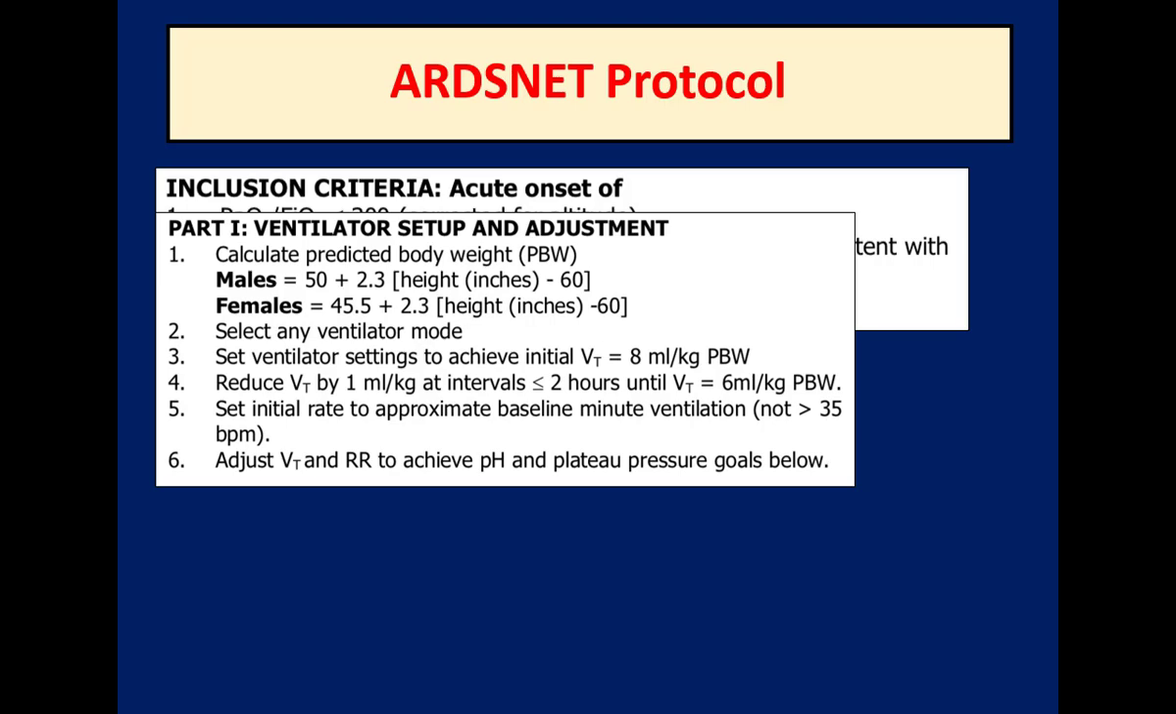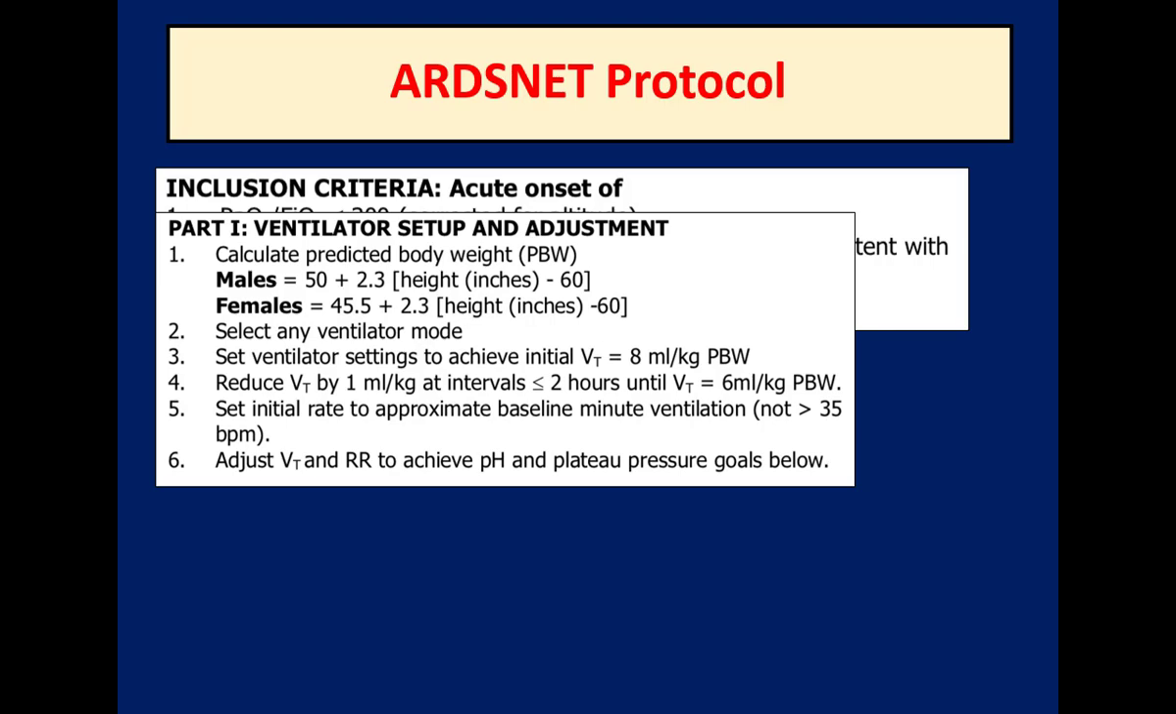Set the initial rate not more than 35 breaths per minute. Why not beyond 35? Dynamic hyperinflation is one thing. Another is the expiratory coefficient. So what will happen? The alveoli will not empty if we increase beyond 35.